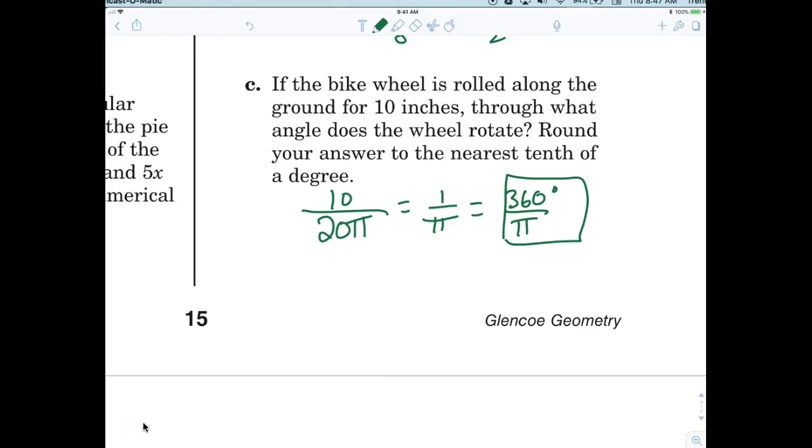I reduced 10 over 20. Oh, it should have been 1 over 2 pi. Thank you. So that would have been not 360, but what? Thank you very much. Good job. Everybody okay with 180 degrees over pi? Well, I just reduced. Right?